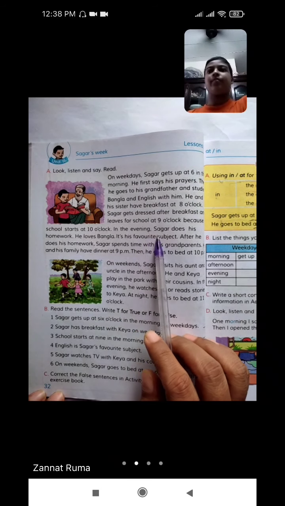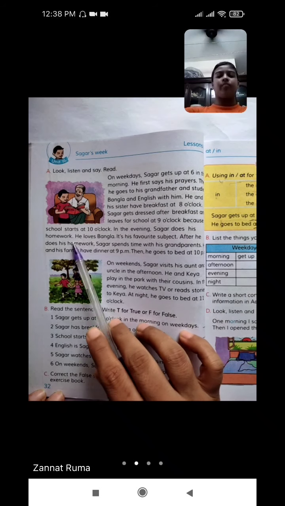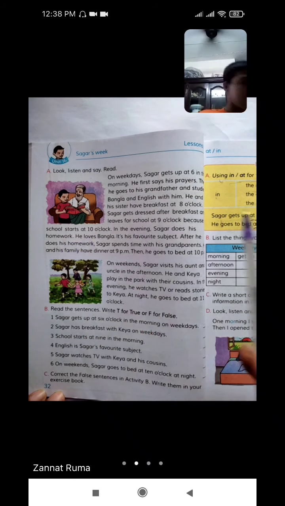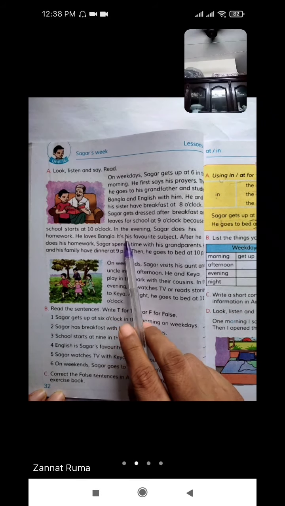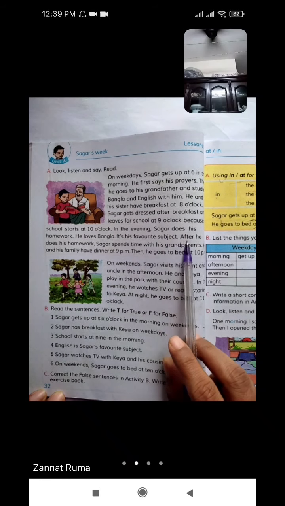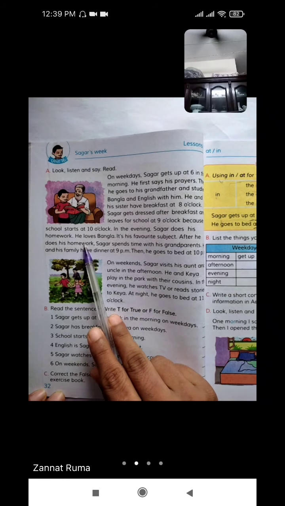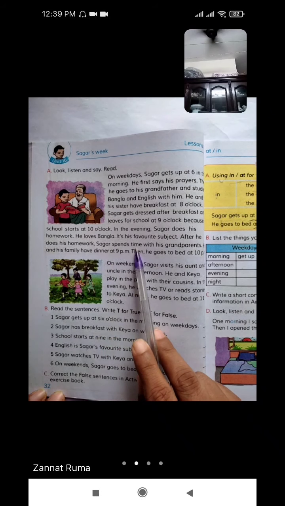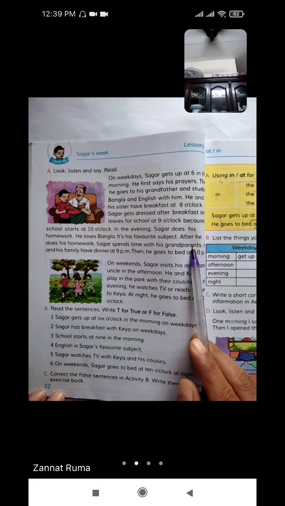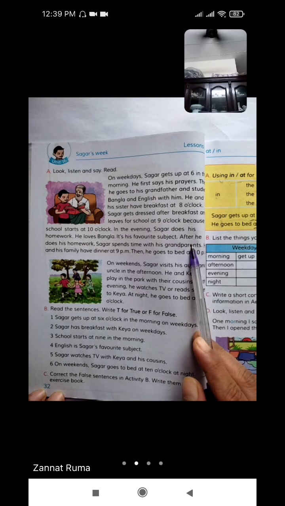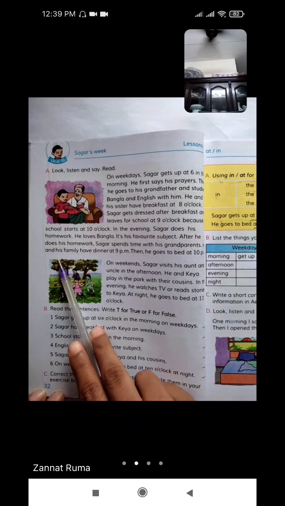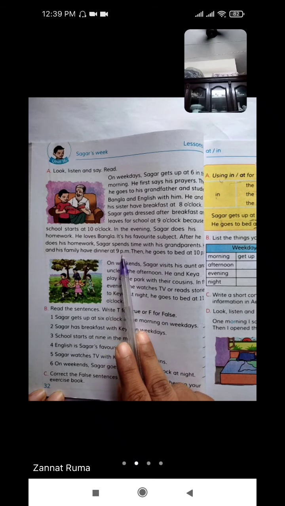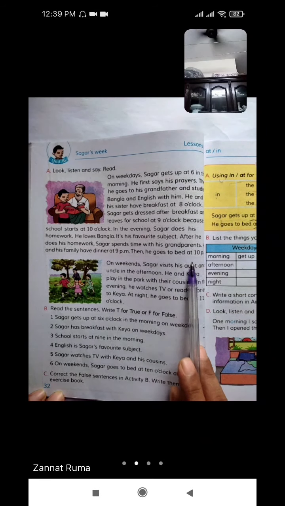In the evening, Shagor does his homework. As usual, you also do this, right? Your homework in the evening. He loves Bangla. It's his favorite subject. After he does his homework, Shagor spends time with his grandparents. Everyone loves to spend time with his or her grandparents. His family has dinner at 9 p.m. Then he goes to bed at 10 p.m.